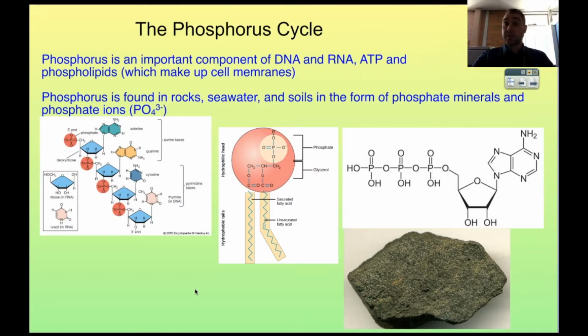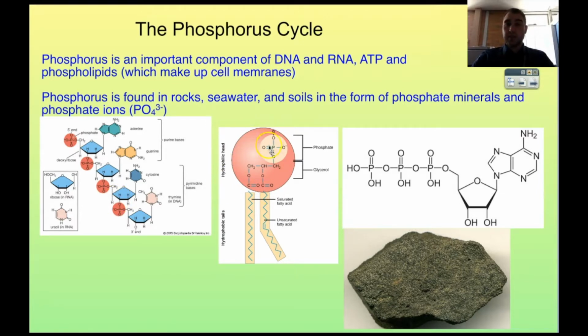So let's talk about the phosphorus cycle now. Phosphorus is an important component of some of the compounds we've already talked about today, so DNA, RNA, ATP. It's also important in phospholipids, which are the compounds that make up cell membranes. So here we have DNA and RNA again. Here is uracil, which is used in RNA. We can see the phosphorus in the backbone. So it's a phosphate backbone that you get with DNA and RNA.